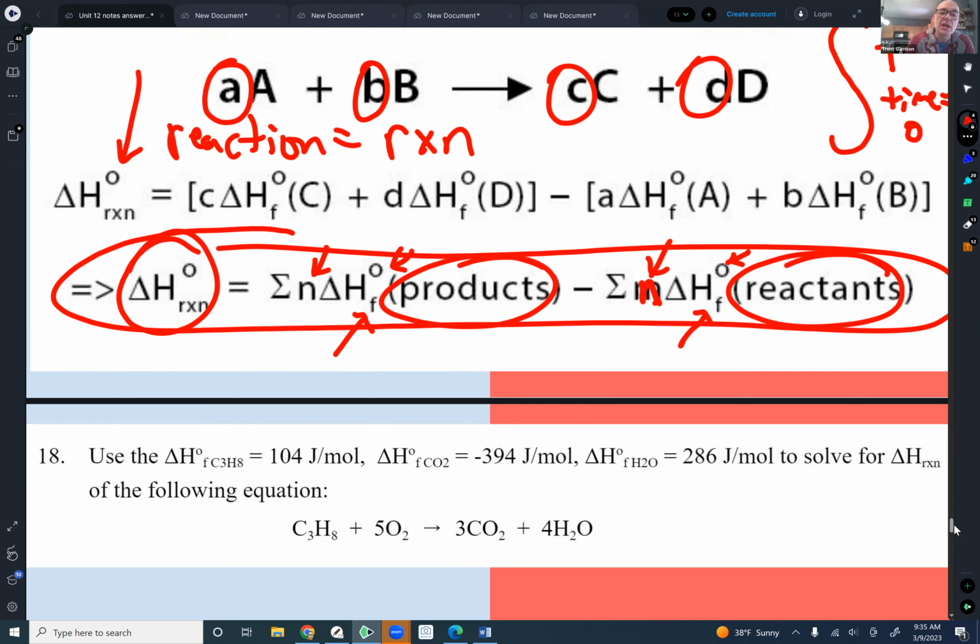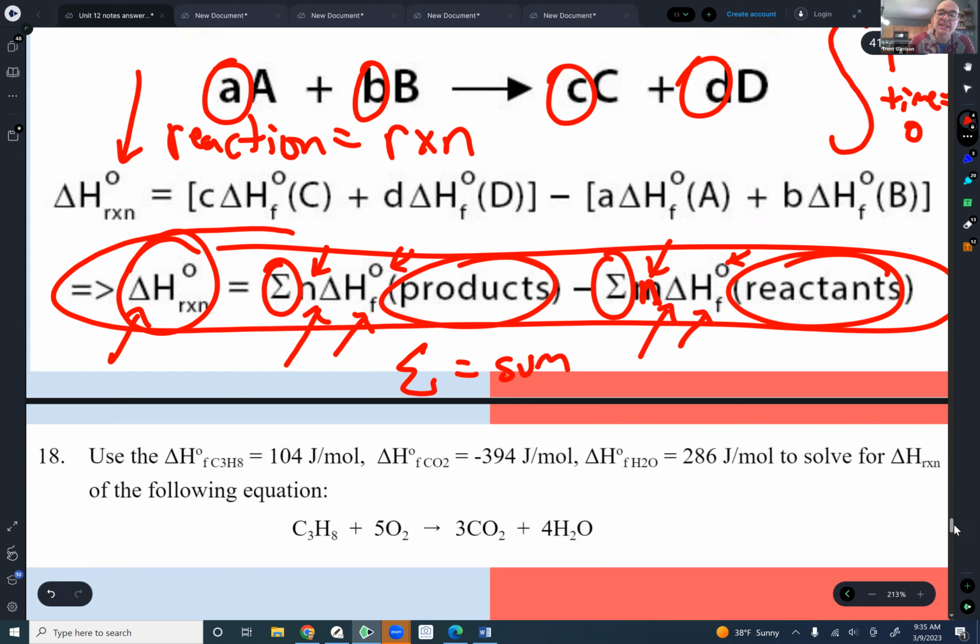I have already told you about triangles. They are a symbol that means the change. And then the last symbol that you see here is a sigma. A sigma is a mathematical symbol that means sum.